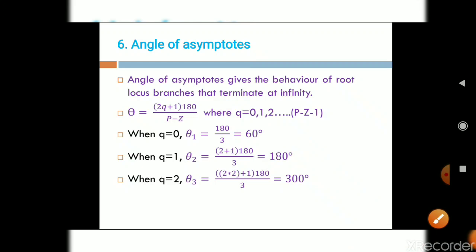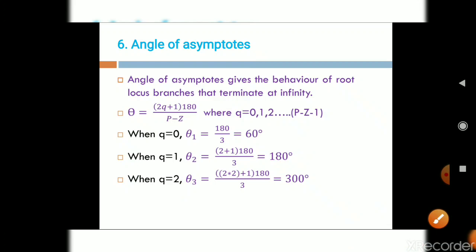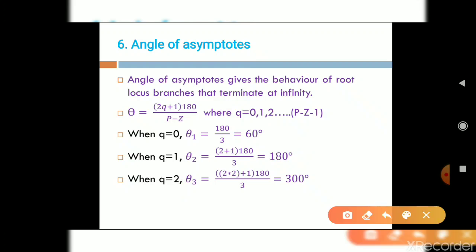Now for the third asymptote, the angle is theta 3, and here I consider q = 2. After solving this I will get the third angle of asymptotes as 300 degrees. So right now we have calculated the region in which the root locus will lie, and after that, the number of asymptotes and the angles for those asymptotes.